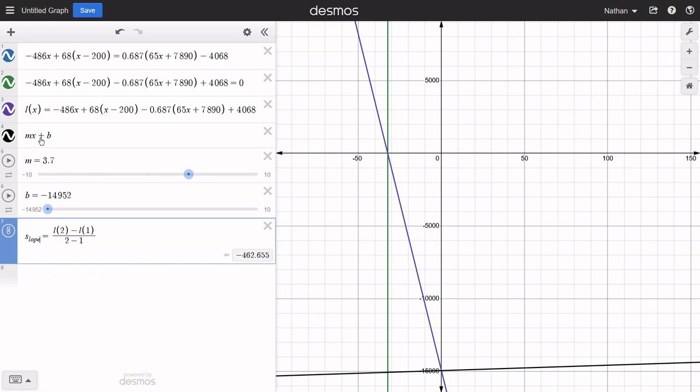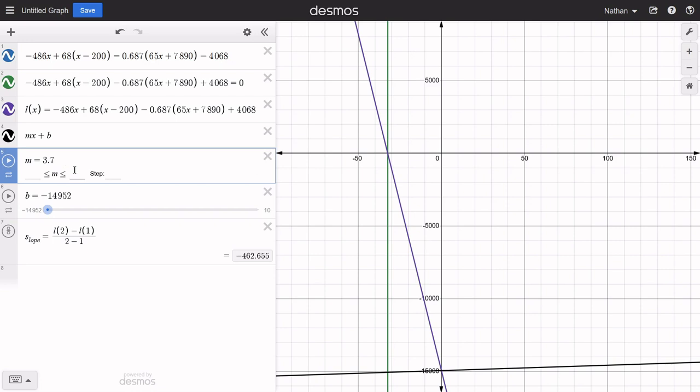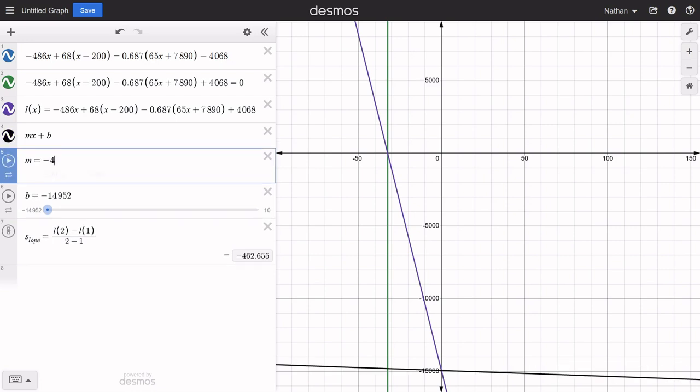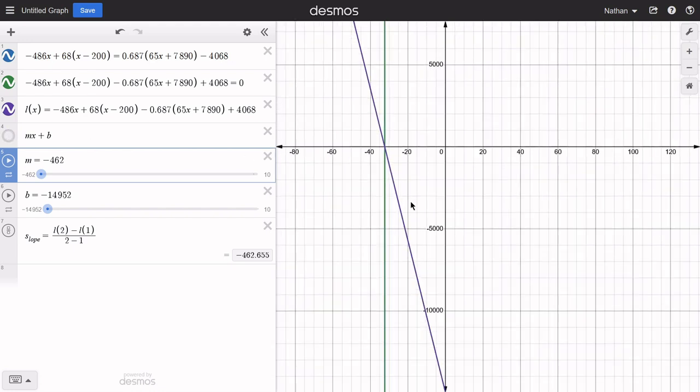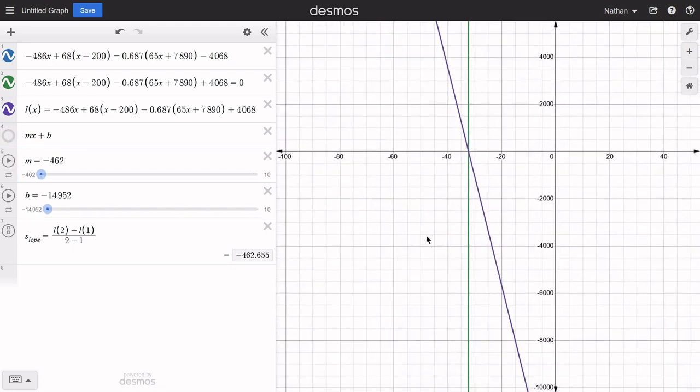It got confused drawing this graph. If I plug this value into m, you should see that this black line now covers the purple line. Not exactly, since this isn't exact, but we'll do negative 462. There we go. And so it looks like the black line covers the purple line perfectly fine there.